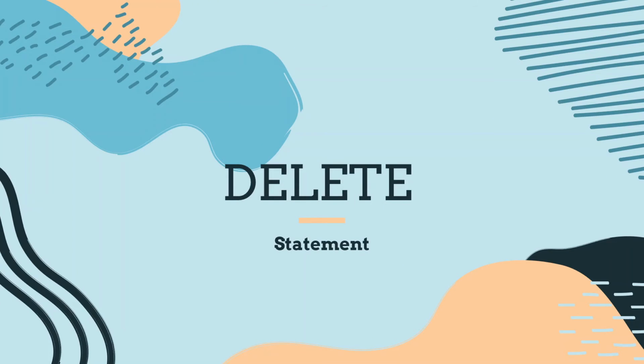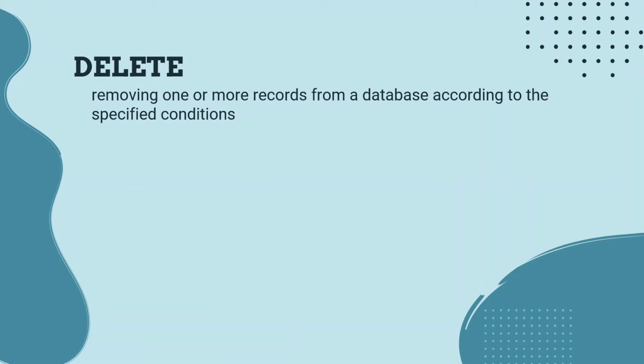And then lastly we will discuss the delete statement. To delete data from a table, we can use the MySQL delete statement. The delete statement is used for removing one or more records from a database according to the specified condition. And this is the syntax to delete data. In this statement, first we need to specify the table from which we want to delete data. And second, we use a condition to specify which rows to be deleted in the where clause.